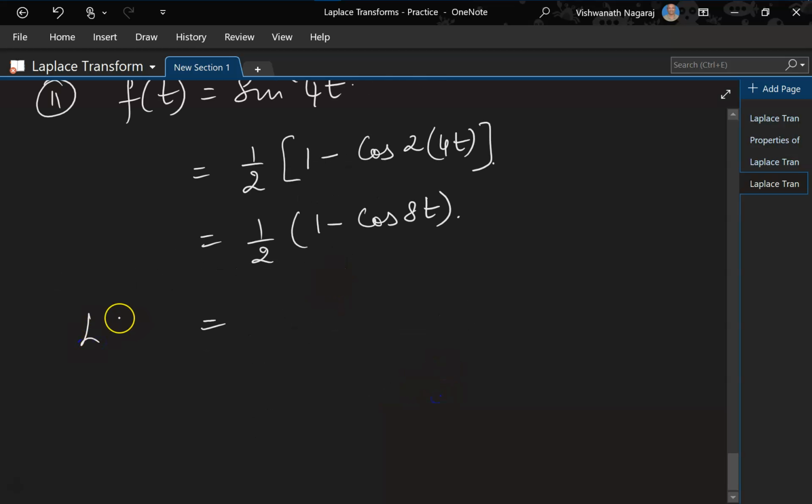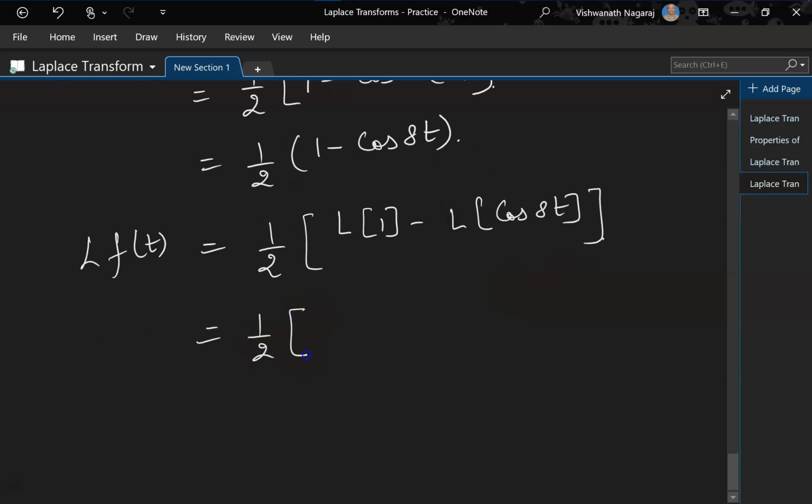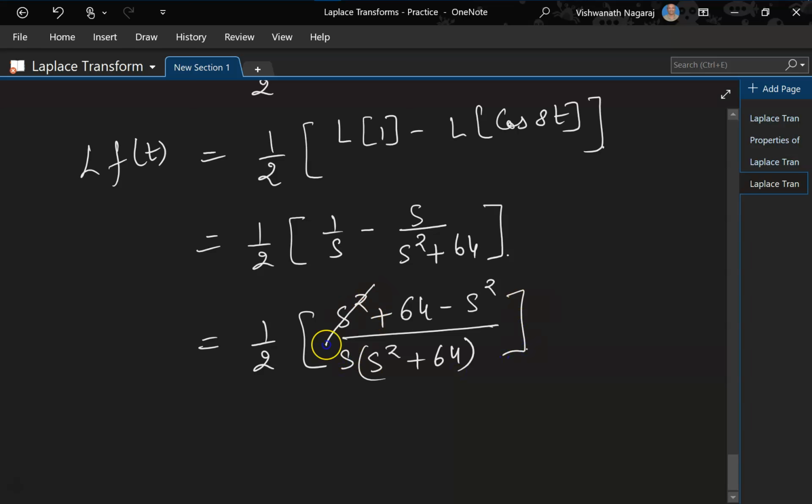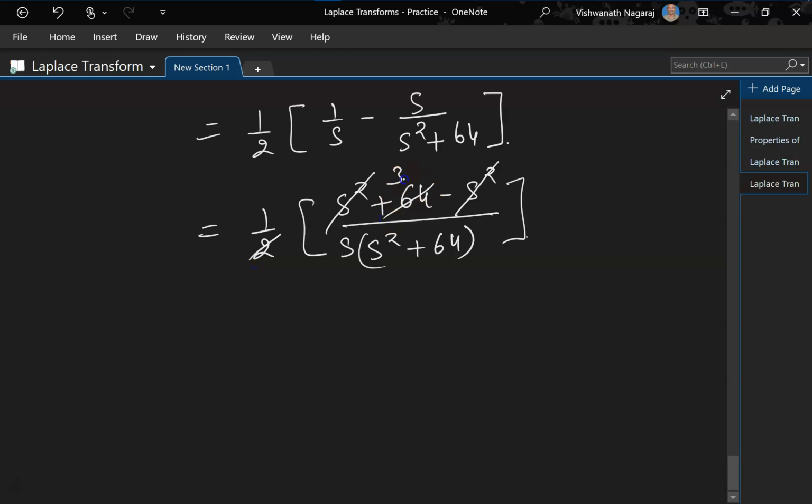So now the Laplace transform can be written as 1 by 2 Laplace transform of 1 minus Laplace transform of cos 8t. 1 by 2, Laplace transform of 1 is 1 by s minus, this is s by s square plus m square, that is 8 square, that is 64. Okay, let's simplify now. s square plus 64 minus s square by s square plus 64 times s. s square gets cancelled. So we end up with 32 by s times s square plus 64.